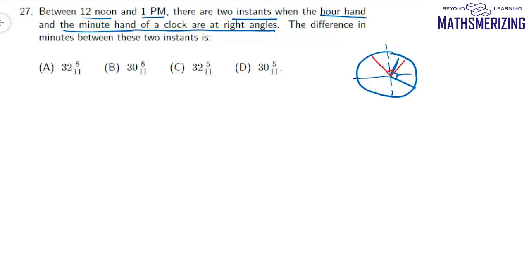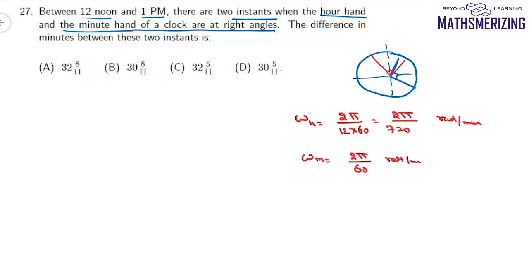First we'll find the angular velocity for the hour hand and the minute hand. The angular velocity for the hour hand: it covers 2 pi angle in 12 hours, which is 12 into 60 minutes. So it'll be 2 pi upon 720 minutes. So the angular velocity of this hour hand is 2 pi upon 720 radian per minute. Now what is the angular velocity of this minute hand? This minute hand completes this angle 2 pi in 60 minutes. So it is 2 pi by 60 radian per minute.